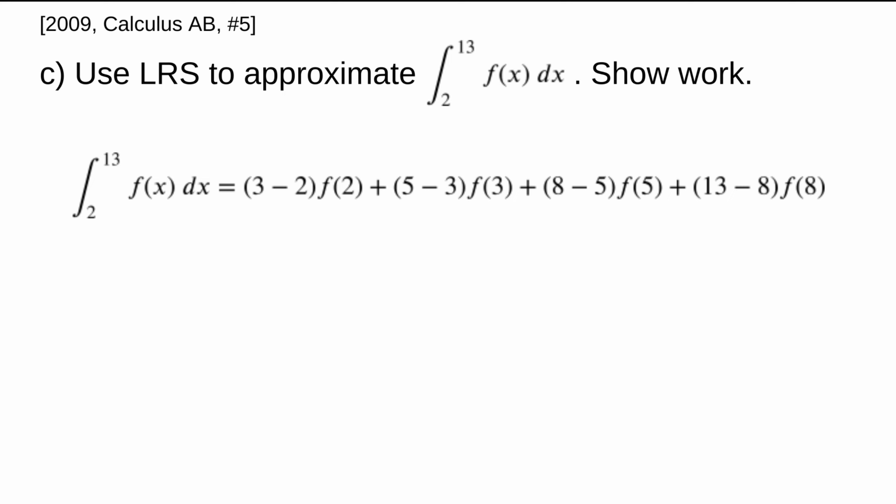So for this one, our first interval is from 2 to 3, so we're going to do 3 minus 2 as our width. Because we're doing a left-hand Riemann sum, our height is coming from f of 2, not f of 3.